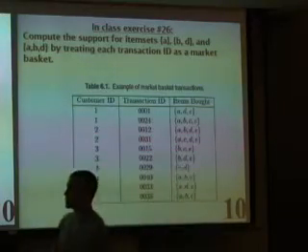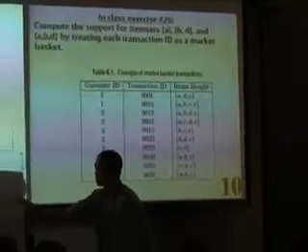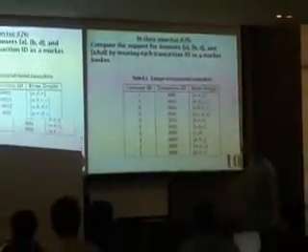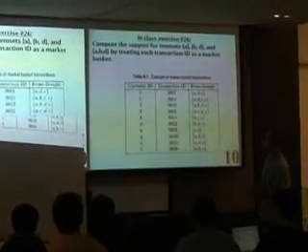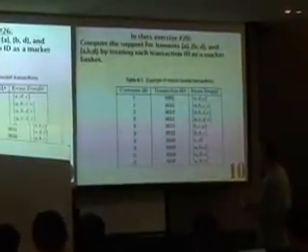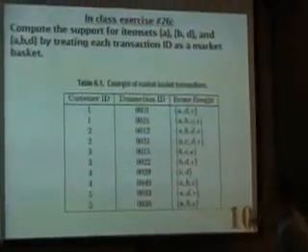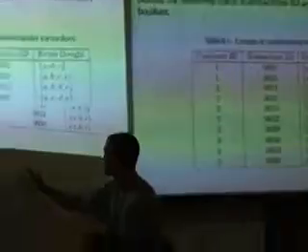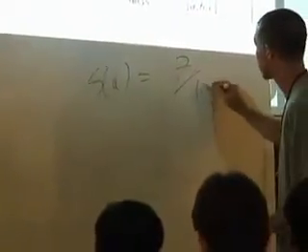So, it says to use the transactions. Notice we have the transactions and we have the customer ID here. We're just going to begin by using the transactions, and of course these numbers are all unique, so we have 10 unique transactions. So let's see, support for A would just be 1, 2, 3, 4, 5, 6, 7, so I'll call that the support of A is 7 out of 10. 7 out of the 10 transactions contain A.